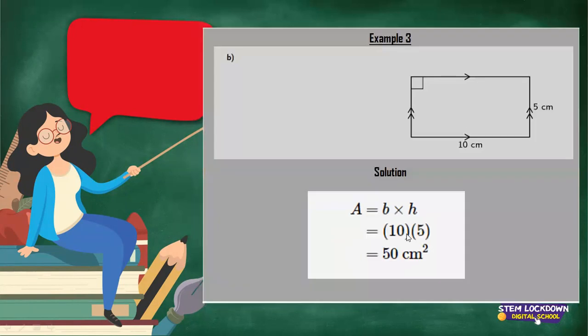Okay. Now this one is a rectangle. To find the area is simply the length multiplied by the breadth. Length 10, breadth 5 multiplied to get what? 10 times 5, 50. 50 centimeter squared. That's the area for this rectangle. Okay.